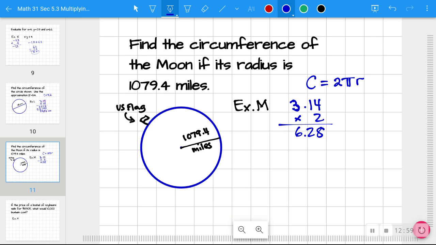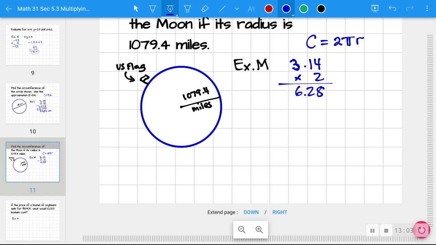And now I multiply that number times the radius. So this is going to take a little room here. Let's see if I can sneak it in here. 1079.4 times 6.28. Okay, this is going to take some effort here.